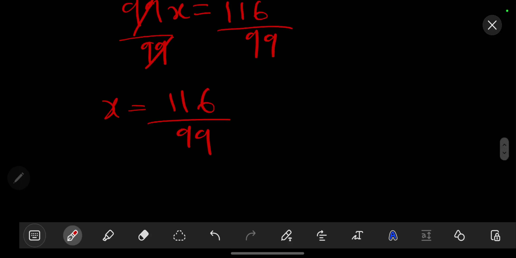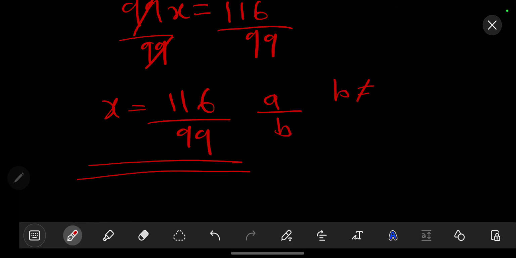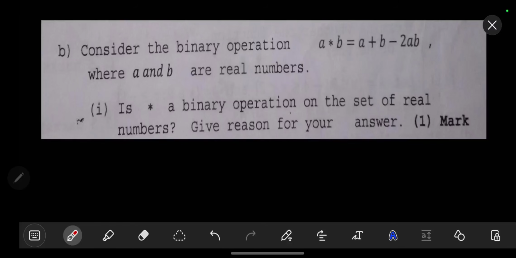So as we can see, there is no number that can divide into both 99 and 116. So our answer ends here. So we have expressed it in the form A over B, where B is not equal to 0. So as you can see, your A is equal to 116, your B is equal to 99, like that.